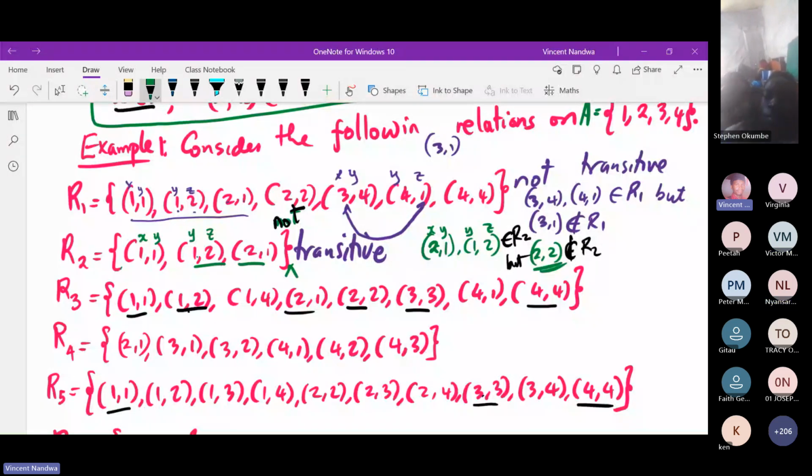And remember, for the test of transitivity, you need to have two pairs such that the second element in the first pair agrees with the first element in the other pair. So once you have that, you have the relation x, y and y, z, which dictates that for it to be transitive, you need x related to z, which is not being satisfied by this R2 for the last two elements as written.